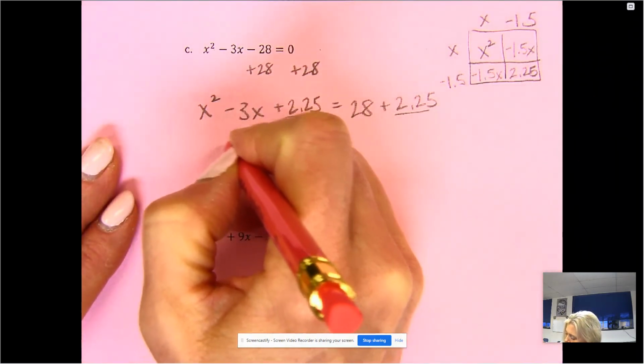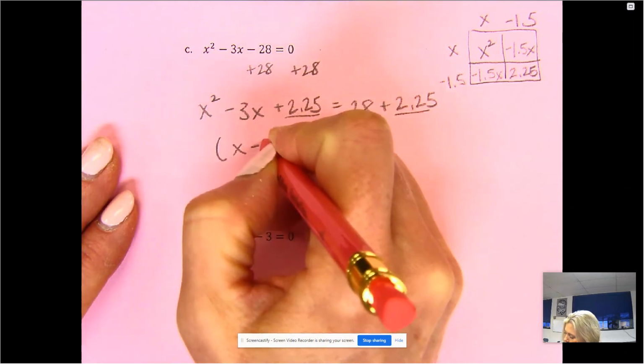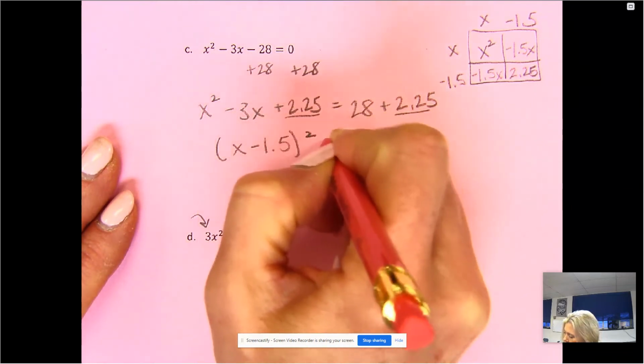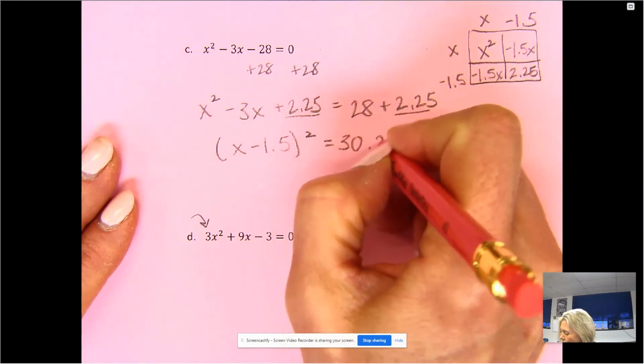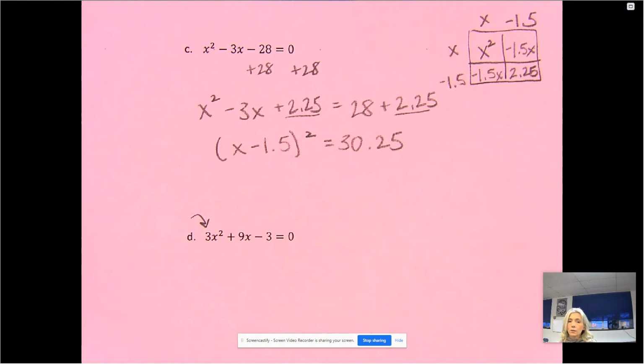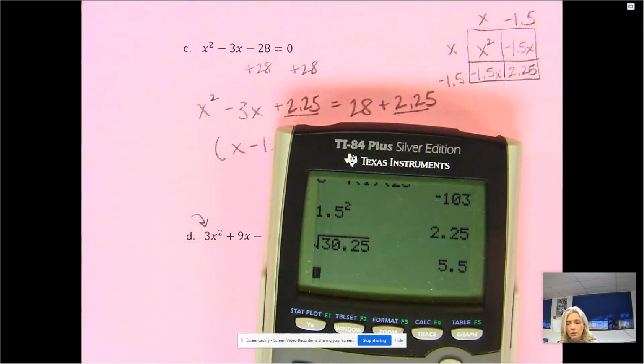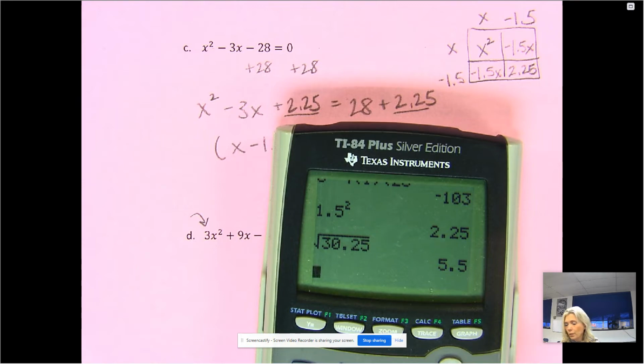Okay, rewrite in factored form, x minus 1.5 squared, and combine 30.25. Now I'm going to square root both sides, and then the final step would be to add the 1.5 over. Every once in a while, when you get a decimal like that, it actually is a perfect square. And that happens this time. So that's kind of cool if you didn't know that. The square root of 30.25 is 5.5.